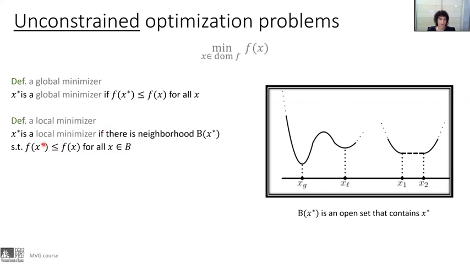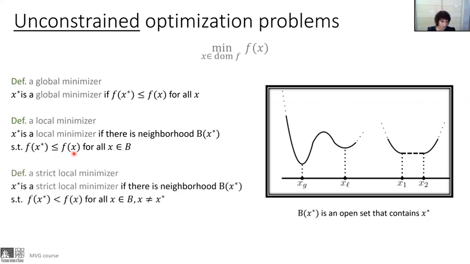What is a local minimizer? A local minimizer is such that there's a neighborhood B(x star), an open set that contains x star, such that in this neighborhood, the value at x star is smaller than the other values. We have also a strict local minimizer. So x star is a strict local minimizer if there is a neighborhood B(x star) such that F(x star) is strictly smaller than the values in this neighborhood. So here in the diagram, what is global, what is local, what is strict? Anybody would like to say something?